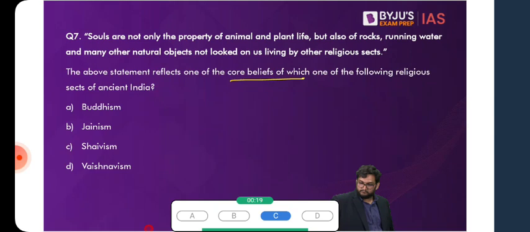Perfect. 78%. Totally correct. Jainism is the one which basically is about soul and everything. This question came this year. Very, very easy.